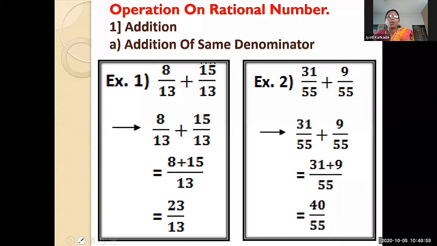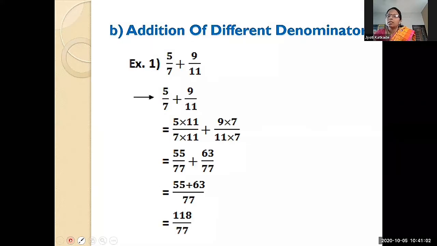Now next type of addition is addition of different denominators. See the example, 5 divided by 7 plus 9 upon 11. Here the denominators in the given example are different, 7 and 11. Now first of all we have to make the denominators of these rational numbers the same. So take the LCM of the denominators. 7 and 11 are prime numbers, then LCM is 77. Now we have to make the denominator 77.